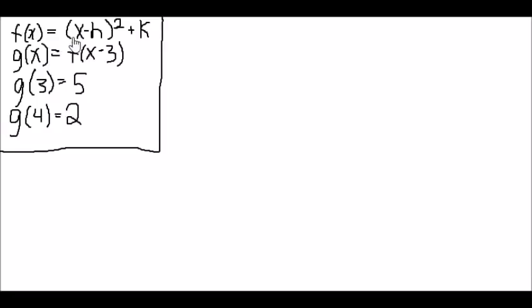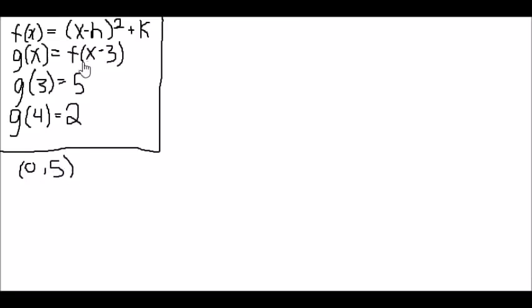Alright, so what they've done here is they've integrated function f into function g. When they do that, we can take values of x and y for g and make them values of x and y for f. So right here they say g of 3 equals 5. Well, if we plug 3 into g of x, which is f of (x minus 3), we get f of 0 equals 5. So that now becomes values of x and y for a function of x.